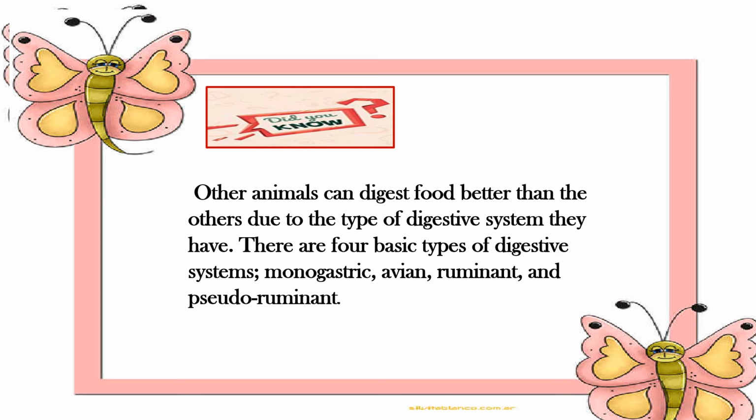Now, class, did you know that some animals can digest food better than others? That is due to the type of digestive system they have. For us to know, there are 4 basic types of digestive system. What are those? To name, we have monogastric, the avian, the ruminant, and the pseudo-ruminant. So we will try to find out how they differ from one another.